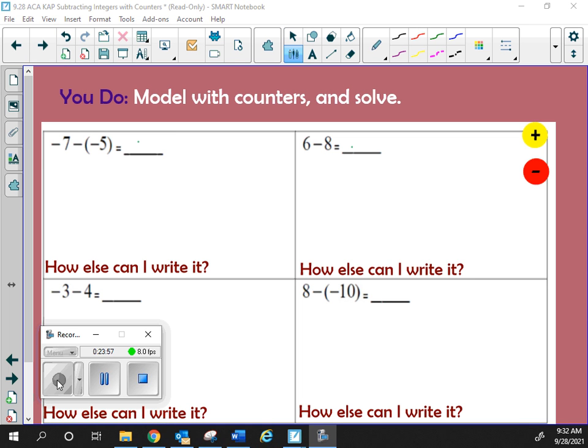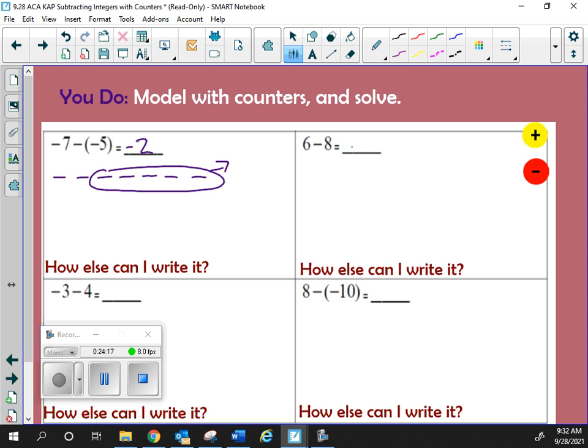So negative 5 take away negative 7 take away negative 5. 1, 2, 3, 4, 5, 6, 7. Do I have 5 negatives to take away? Yes. A lot of y'all are adding 0 pairs when you don't need to. Look and see what you got on your board. Do I have 5 negatives to take away? Yes, I do. You say bye-bye. What am I left with?